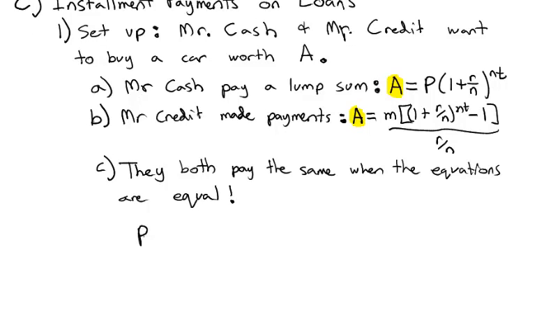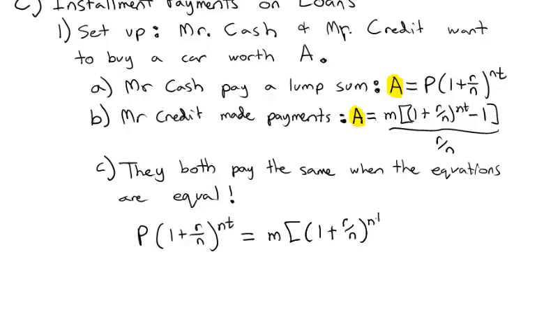P, the present value of the car, times 1 plus R over N to the NT, is equal to, that's the lump sum, now the payments, M times 1 plus R over N to the NT minus 1, all over R over N.